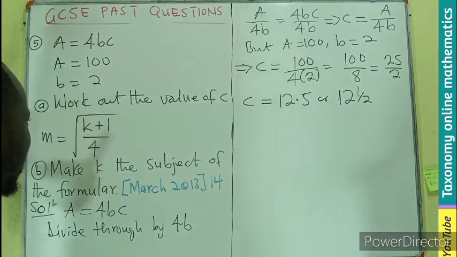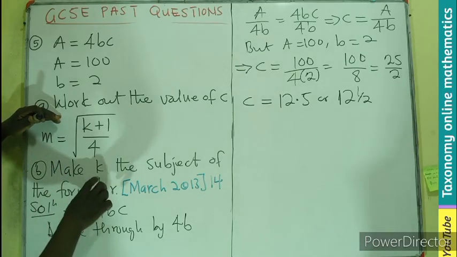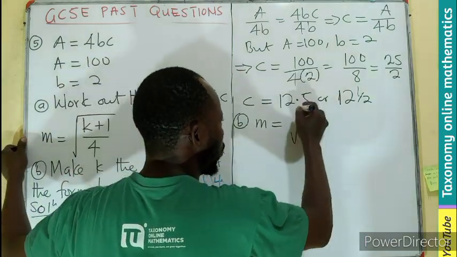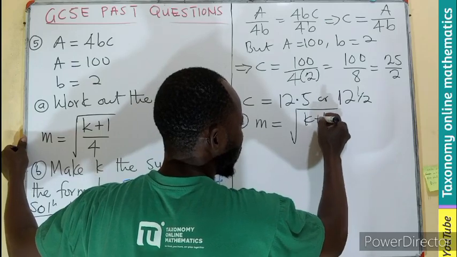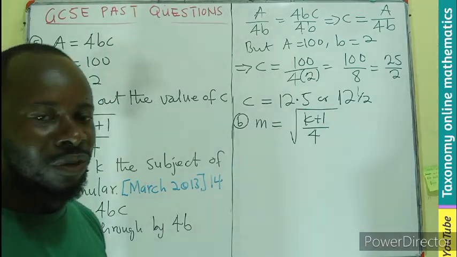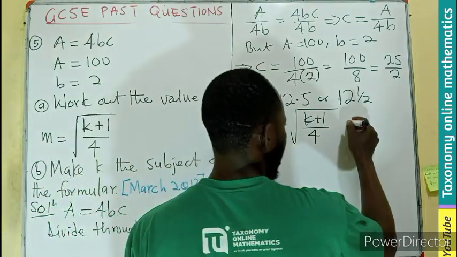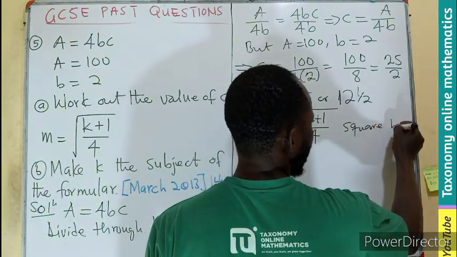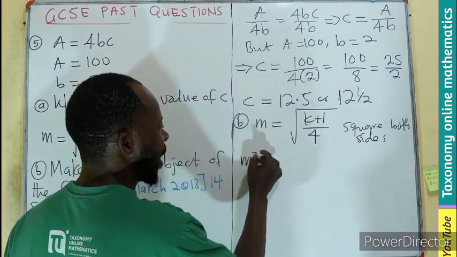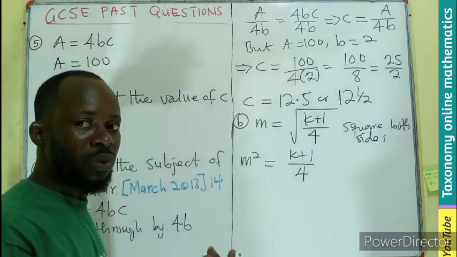Okay. Then if you come to the B part, this is what we have been given as an equation. We are asked to make K the subject. So I'll be having M equals the root of K plus 1 divided by 4. The root is affecting both fractions, so I will square both sides to eliminate the square root. If I square both sides, I'll have M squared equals K plus 1 divided by 4. The square root cancels.